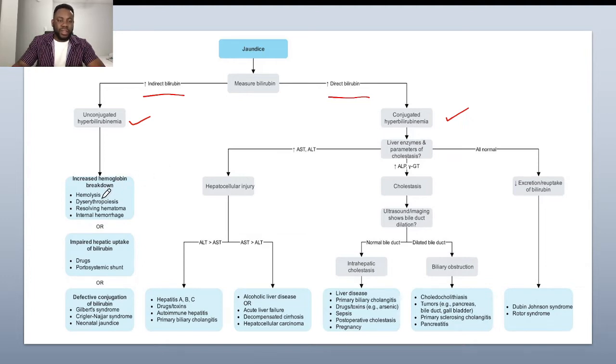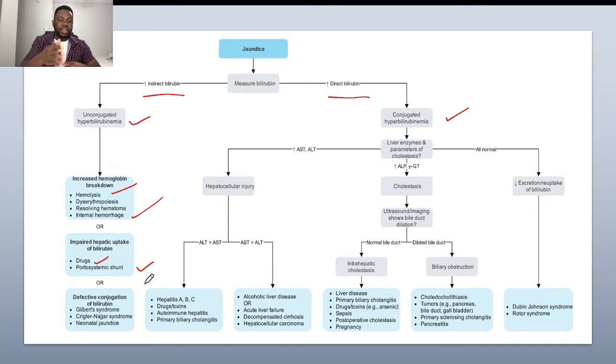So we look at things like hemolysis, we look at hemorrhage, internal hemorrhage, and we have impaired hepatic uptake of bilirubin, so some drugs can cause that, and also things like portosystemic shunt. We have defective conjugation of bilirubin. So defective this time is the enzyme glucuronidase transferase is not available.